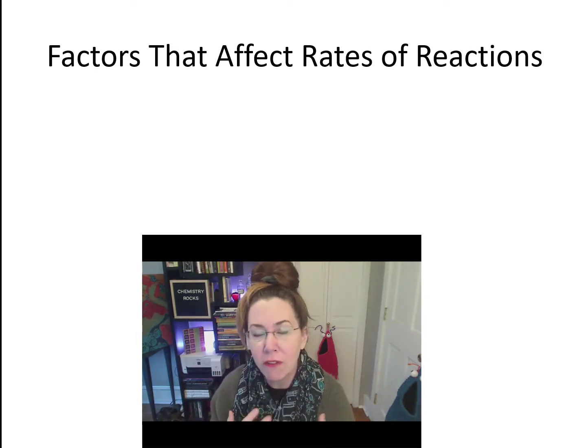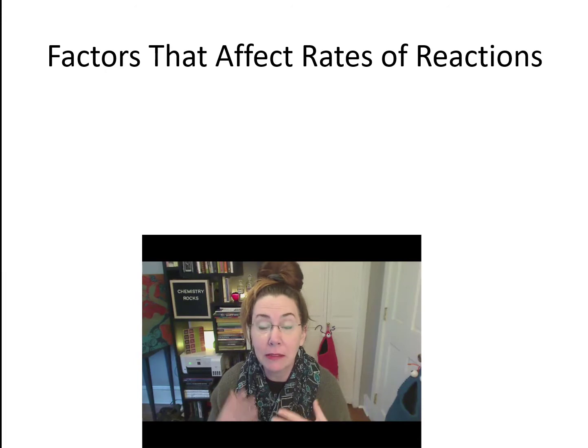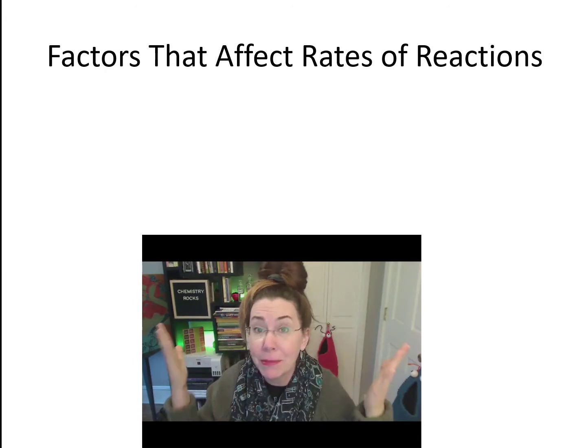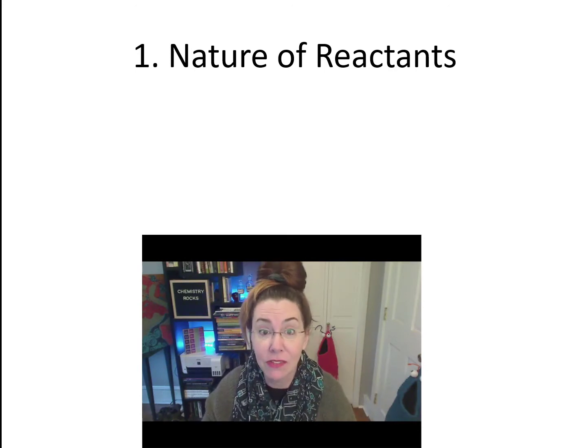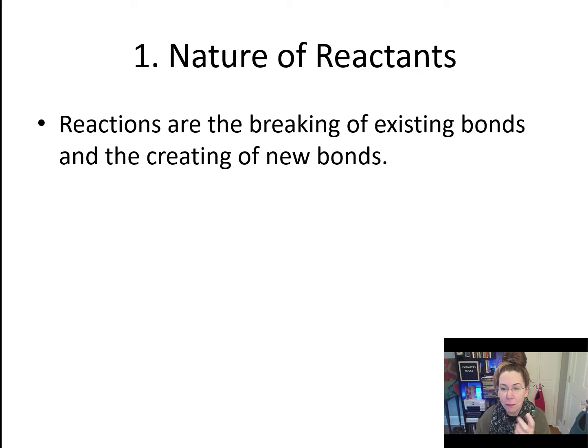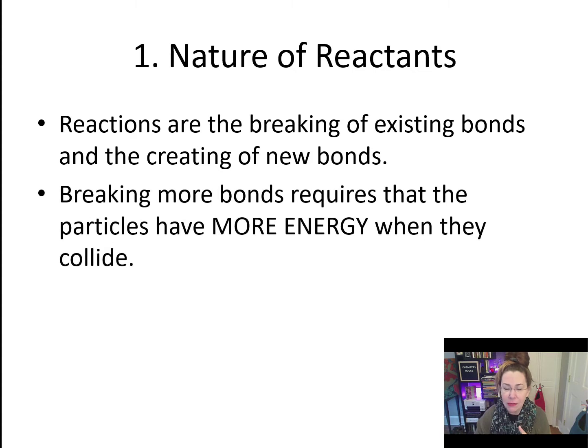A lot of these we've already discussed back when we talked about different types of reactions, and honestly, some of them are logical. So the first one is the nature of the reactants themselves. Remember, reactions are the breaking of existing bonds and the creating of new bonds. Breaking more bonds requires more particles, and it requires the particles have more energy when they collide. So if you just need to break one bond, those particles only need to collide with a certain amount of energy. If we're breaking more bonds, then more energy needs to be supplied to that system.